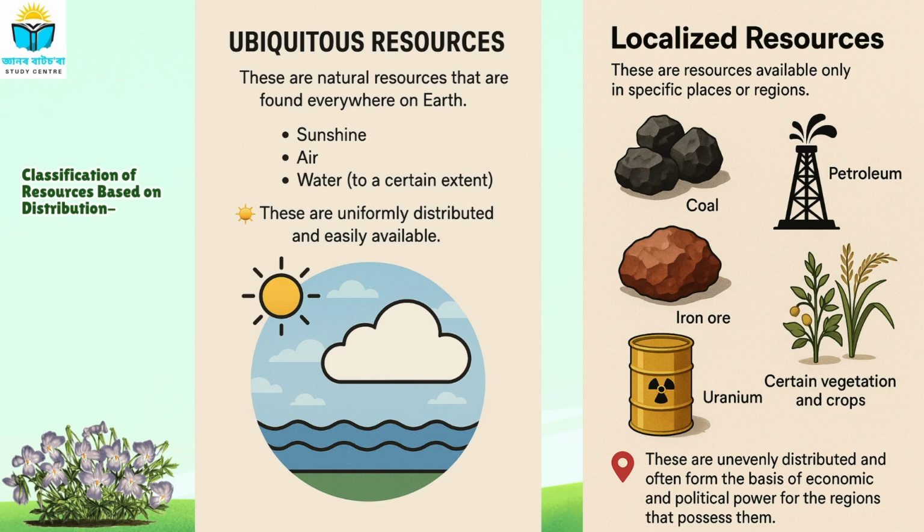On the other hand, we have localized resources. These are available only in specific places or regions. Examples include coal, petroleum, iron ore, uranium, and certain types of vegetation and crops. These resources are unevenly distributed and can become the economic or political strength of the regions that own them.